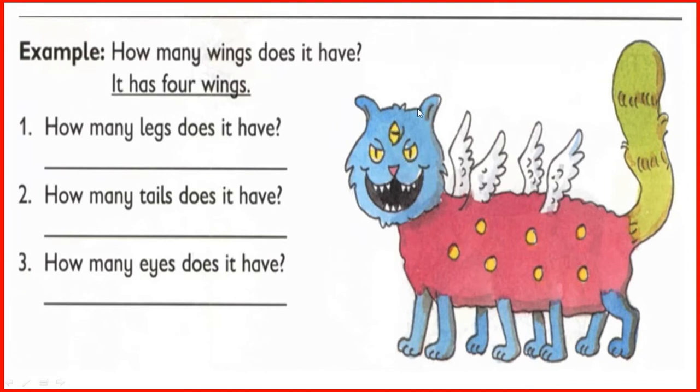And yes, look at this, they are the ears of the monster. 1 2, there are 2 ears. Okay, and how many teeth? 1 2 3 4 5 6 7 8 9. There are 9 teeth. Now how many wings does a monster have? It has 4 wings. Now you have to answer all these questions.